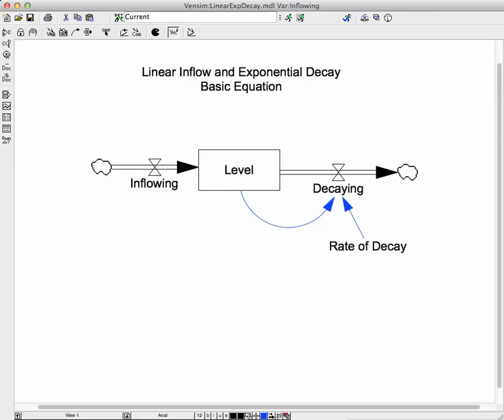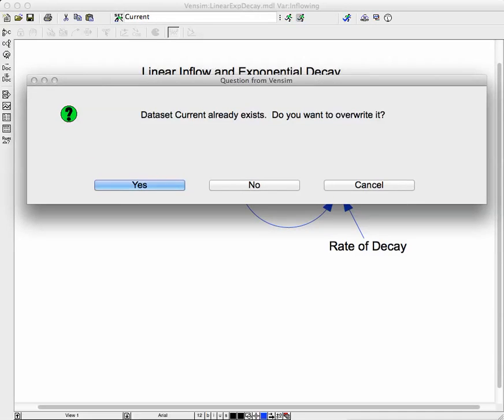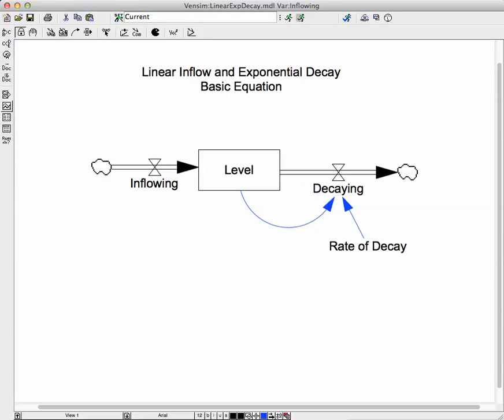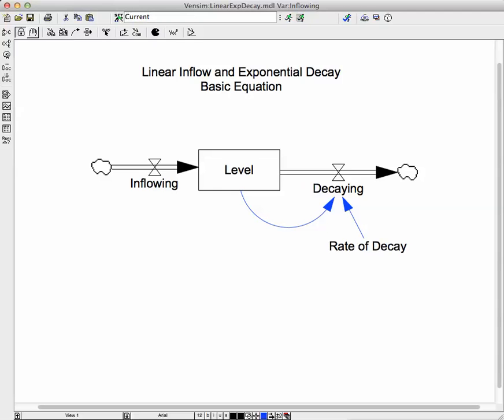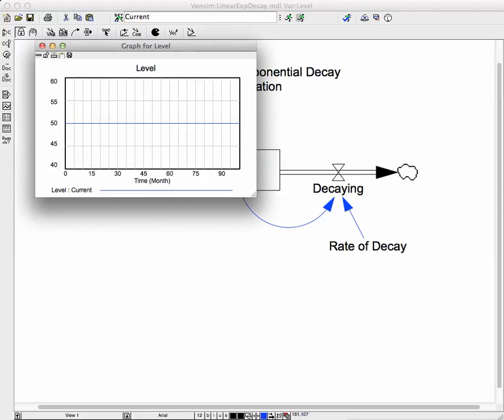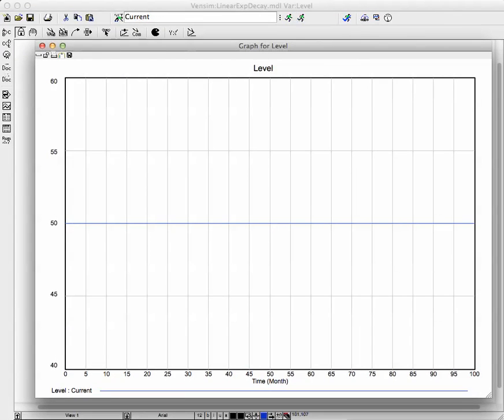All right. So now we're going to try to run the model, and we should try to see what happens here. We're going to create a new data set, and we're going to graph the inflow. So the inflow is 10. What we really want to look at is the level variable. So here we go, it's 50 all the time.